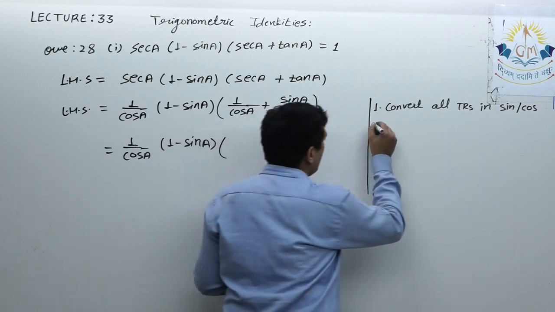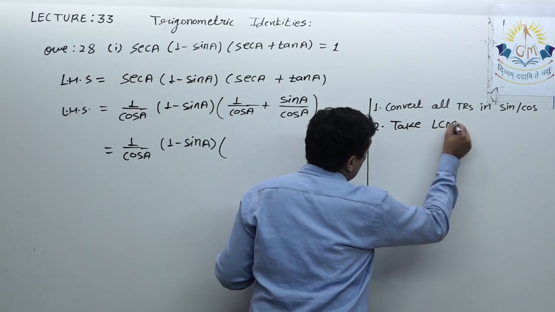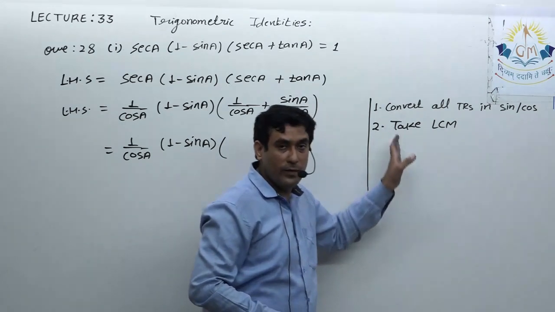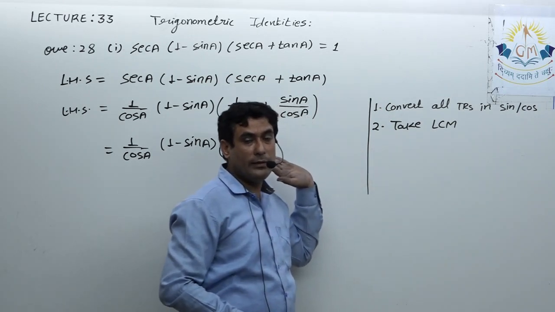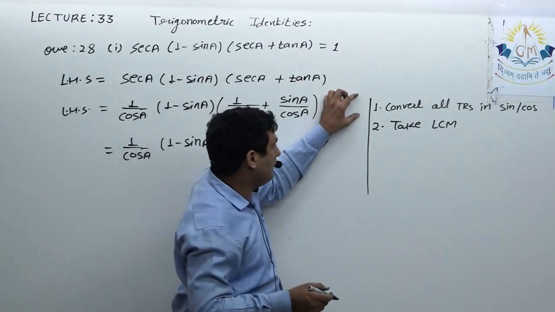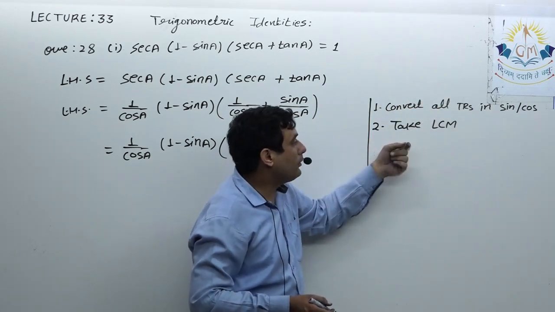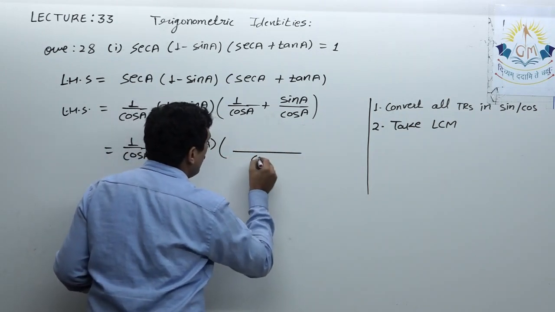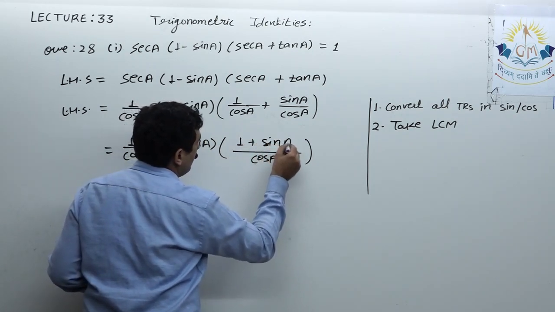So this is the second point that I will write: take LCM whenever it is required. The steps that I am writing over here are not necessarily useful in this order, but definitely will be useful while solving these questions in any order. If you convert all the trigonometric ratios into sine and cos, then it is possible that you have to take LCM. So here it is required to take LCM, and LCM is cos A. So here I will get 1 plus sine A.